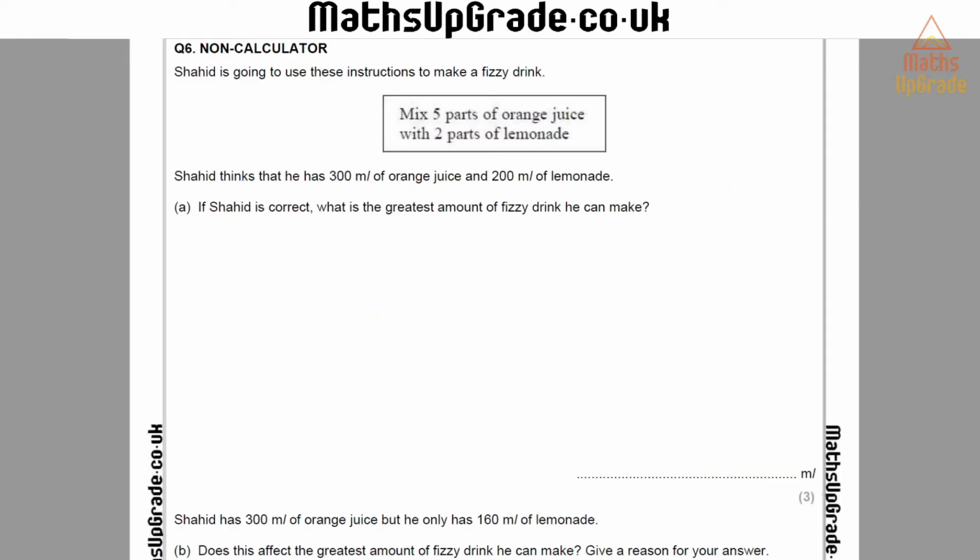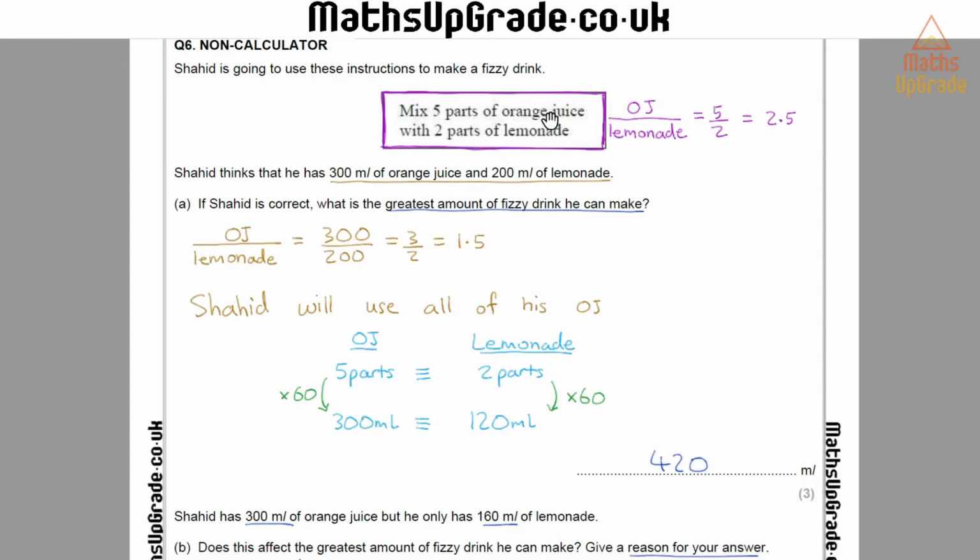In question 6, we're given the instructions to make a fizzy drink. Shahid thinks he's got 300 ml of orange juice and 200 ml of lemonade. If he's correct, what's the greatest amount of fizzy drink he can make? So in this question, I'm just going to work out the ratio of orange juice to 1 part of lemonade. I can get that by dividing 5 by 2. That means I need 2 parts of orange juice for every 1 part of lemonade.